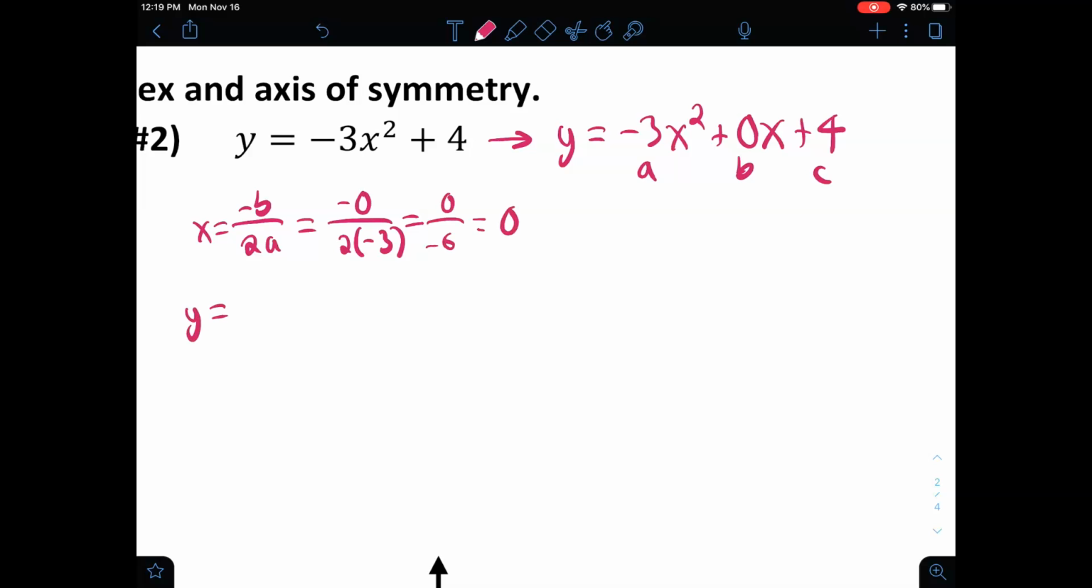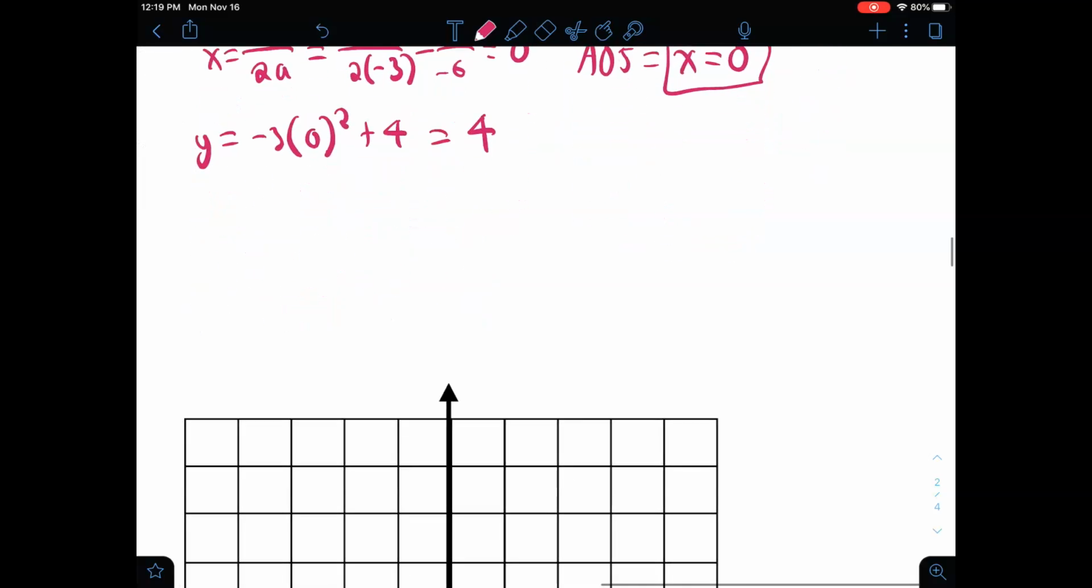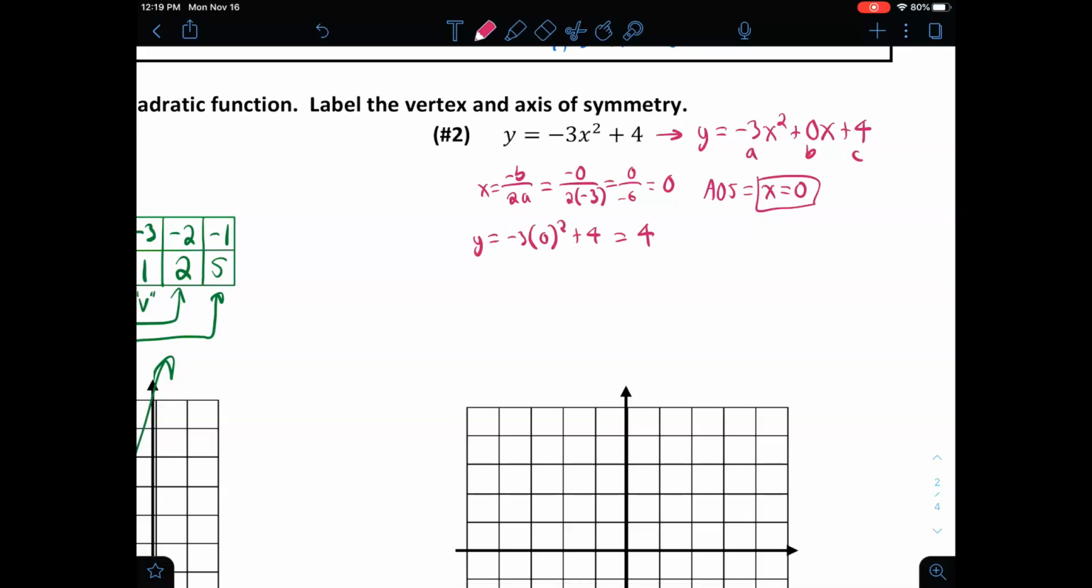The y-coordinate of the vertex, we're going to plug 0 into the original equation. So we're going to do -3 times 0 squared plus 4, and that's going to equal, you can plug that into Desmos if you want, 4. Also, we found the axis of symmetry is going to equal x equals 0, because that's our x-coordinate of our vertex.